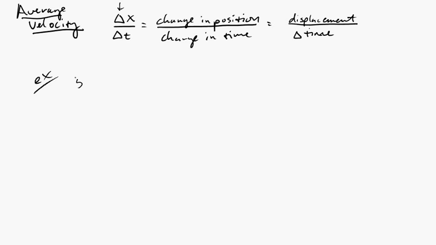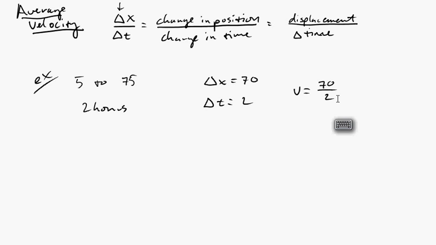Now, here, for example, if I went from 5 miles away to 75 miles away from a certain city, the actual displacement, the change in the position, would be 70. And if it took me 2 hours, well then the change in time is going to be 2. So my average velocity is going to be 70 over 2. So we subtract the positions I was in, and then we divide by the number of hours it took.